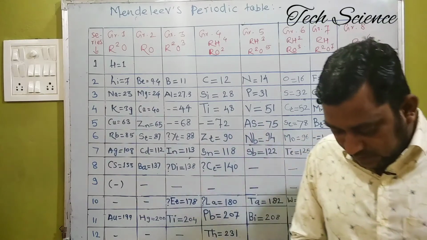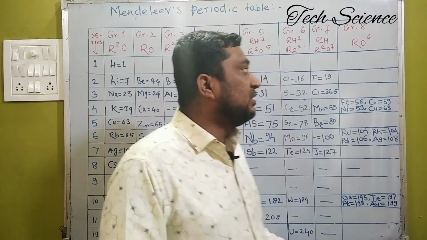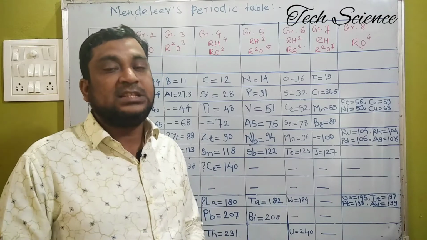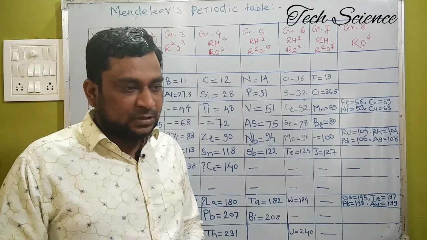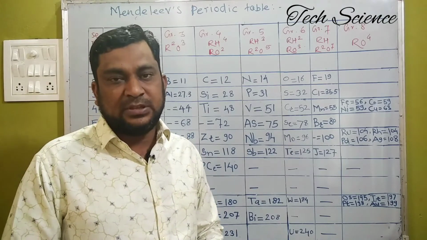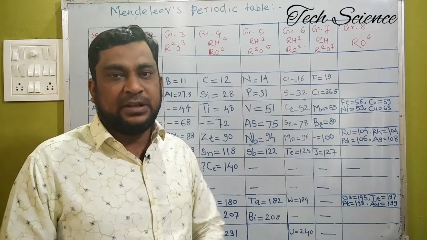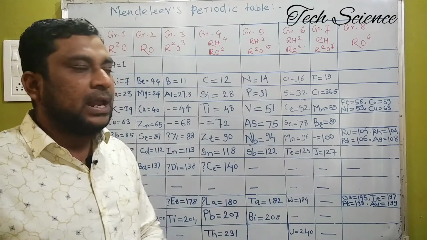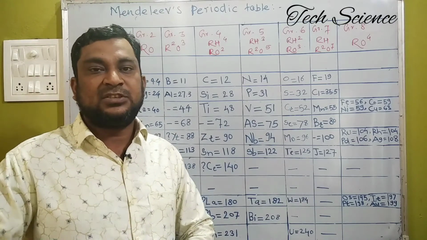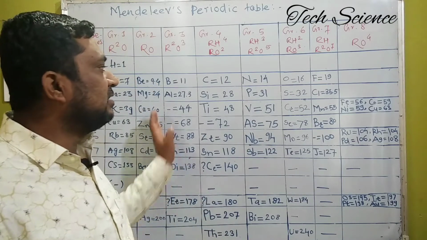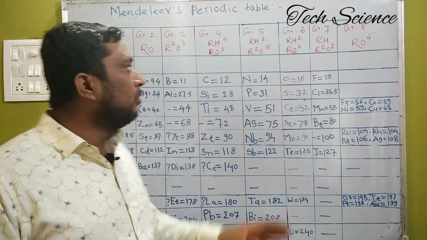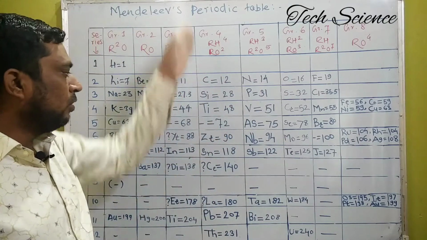But before that, let us consider what is the basis of the classification of Mendeleev's periodic table, or how Mendeleev classified the elements. Now, the first positive thing is that Mendeleev was the first scientist who successfully classified the known elements at that time. At the time of Mendeleev, a total of 63 elements were known, and all these 63 elements were arranged in a tabular format in the form of rows and columns.